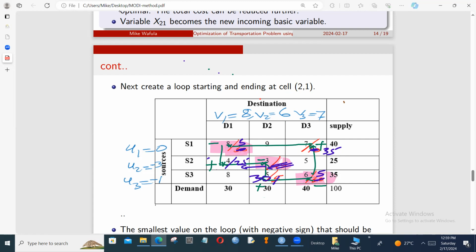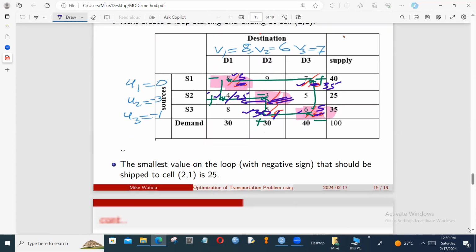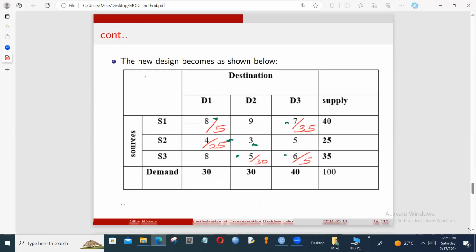So that now the new design with the new allocations will have this cell allocated, this cell allocated, this cell allocated, these two allocated. But this one in the middle will now be lost. It will now fall in the category of cells with no allocation or unoccupied. So that now the new design appears in this way.